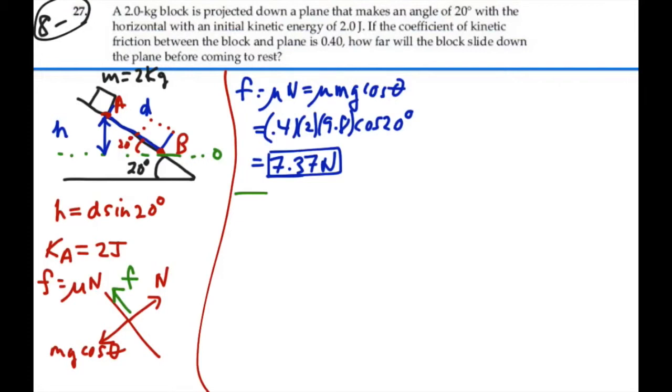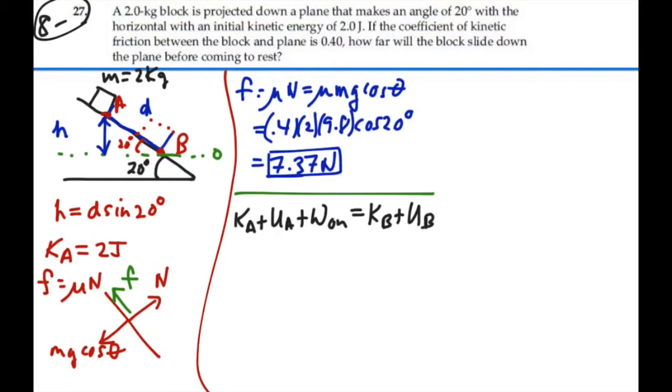So we have this frictional force of 7.37 newtons working against the motion that is going down the incline for the whole time. Alright, so let's try our one equation to rule them all. We have the kinetic energy at A plus potential energy at A plus any work done along the way equals the kinetic energy at B plus the potential energy at B. But we're going to define our potential energy at B to be 0.